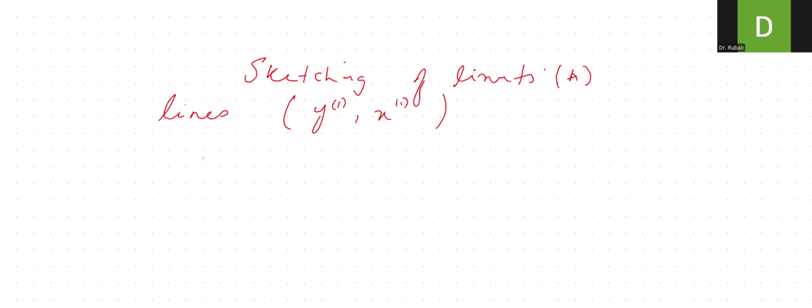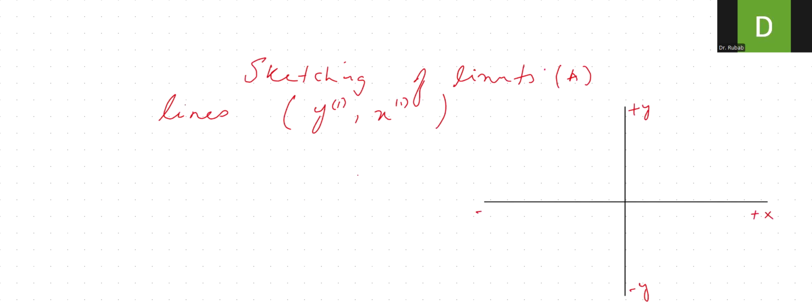To draw any limits, we have to draw the y-axis first, which is a vertical line, and then the x-axis, which is a horizontal line. The positive y-axis is upward and the negative y-axis is downward. The positive x-axis is on the right and the negative x-axis on the left. Whenever we are given linear equations, they represent lines. So how many types of lines are there?